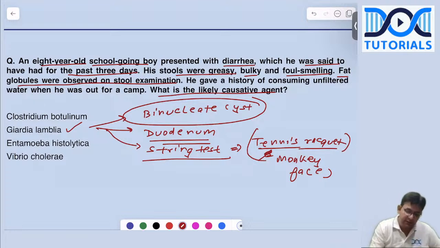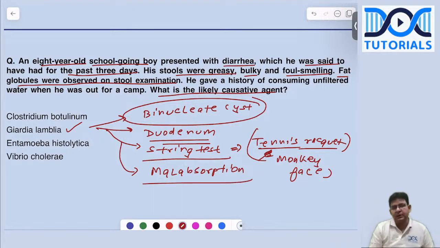And all these particular ones are due to malabsorption, because it does malabsorption, and that leads to what? Greasy stools. Steatorrhea happens in this particular condition. And those who have selective IgA deficiency and CVID struggle with giardia. And what is the drug of choice? Metronidazole. The drug of choice is what, guys?